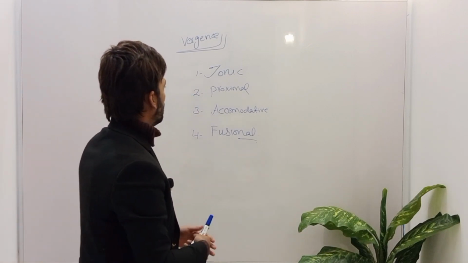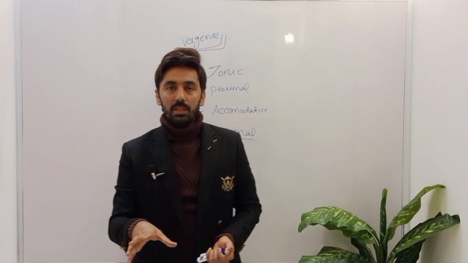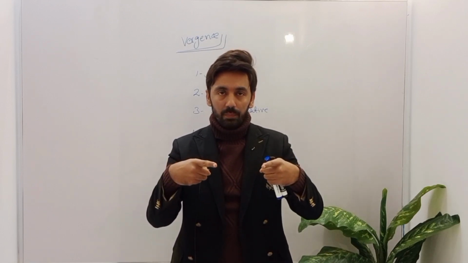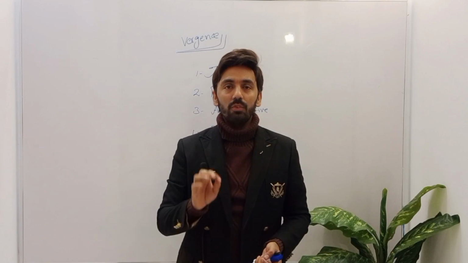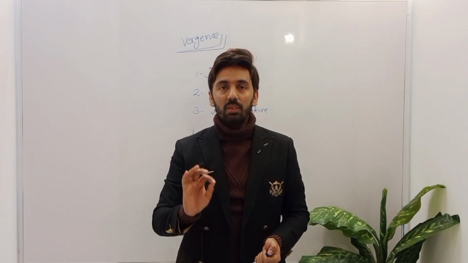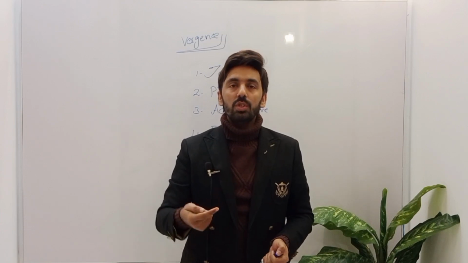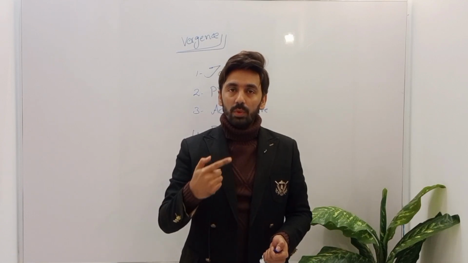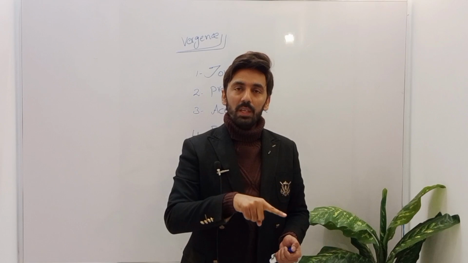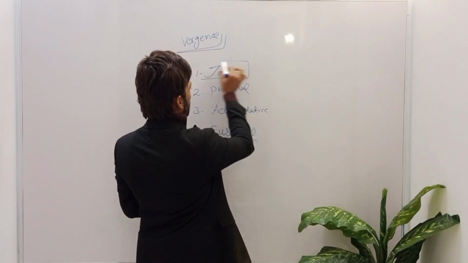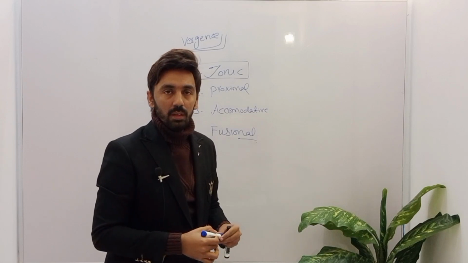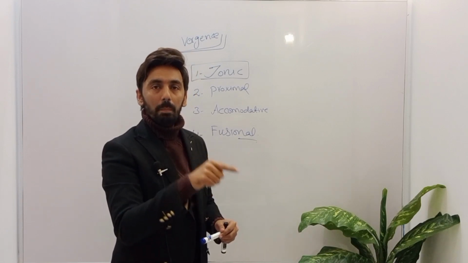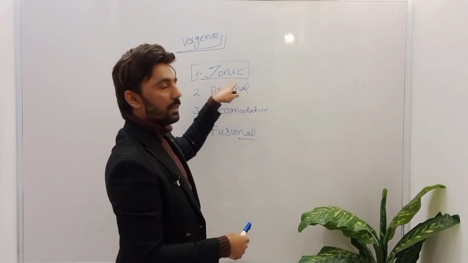So the first one is called the tonic convergence. Tonic, the tone of the muscles. We have to conclude which muscles are involved in convergence, right? You know very well about those muscles. Those are the recti muscles, and the name of the muscles are medial recti muscles. So the convergence which is induced by the tone of the medial recti muscles is called the tonic convergence, right? Again, the type of convergence which is induced with the help of the tone of the medial recti muscle is called the tonic convergence.